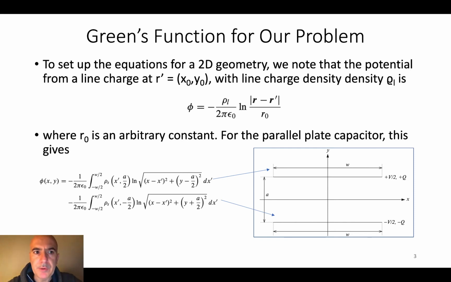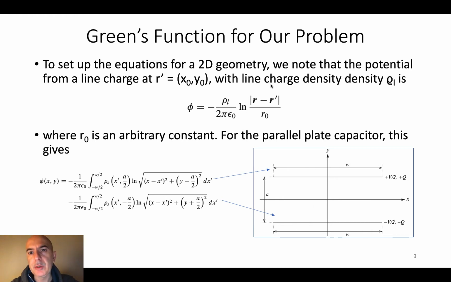The Green function for our problem is the following. We note the potential from a line charge. If we have a line charge, we already know the Green function from basic electromagnetic courses. The Green function gives the potential at the point r, with the line charge at the position r prime that has coordinates x naught and y naught.